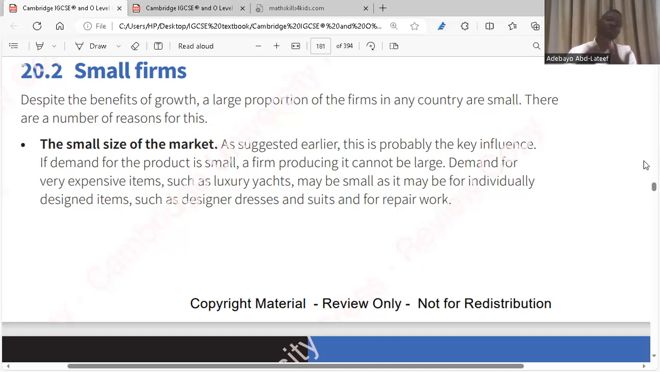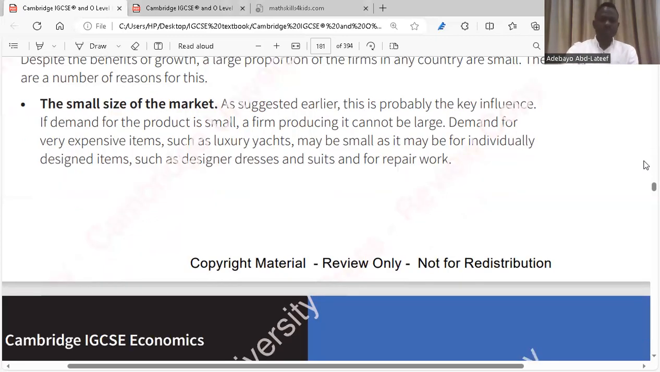When you talk about small firms, you're talking about firms that naturally might be small. So why are they small? They might be small because the demand for their product is just little. So if the demand for your product is little, why do you want to increase your output? Why do you want to increase your size? That is the point here. So the small size of the market. If the market is small, then there's no point expanding your business because you are dealing with a small number of customers. Do you get it? Yes.